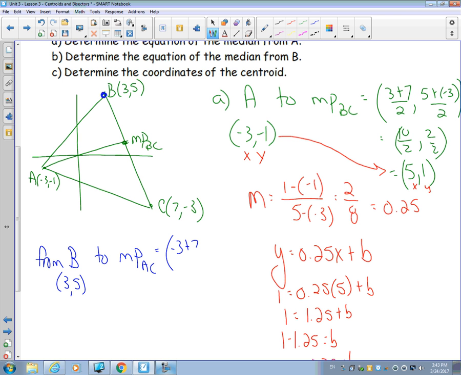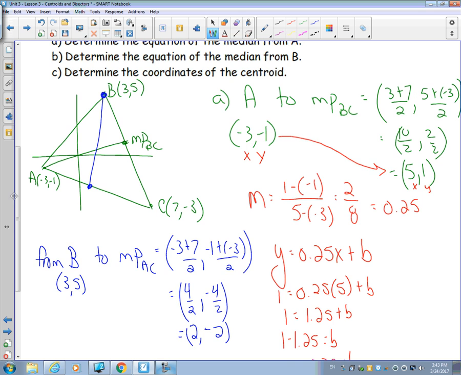Negative 3 plus 7 over 2, that's my x's. Negative 1 plus negative 3 over 2, that's my y's. That's going to give me 4 over 2 and negative 4 over 2, or in other words, (2, -2). Okay, I know where it starts, I know where it ends. (2, -2), how about there? Draw my line. I want to find its equation.